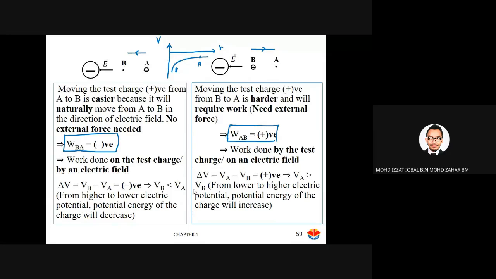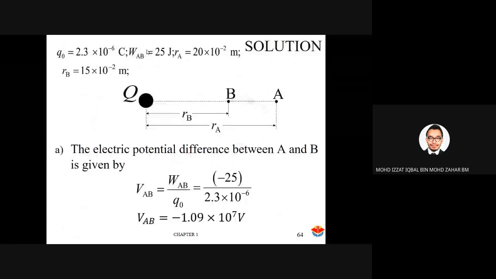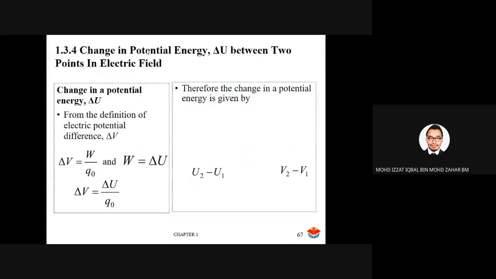Tapi ingat dalam exam, dalam kita punya syllabus, yang bergerak tu satu je. Lagi satu tu adalah fix. Yang fix tu adalah capital Q, yang bergerak tu adalah Q0. Itu je important thing yang kamu kena ingat. Lepas ni kita ada U. Okay.